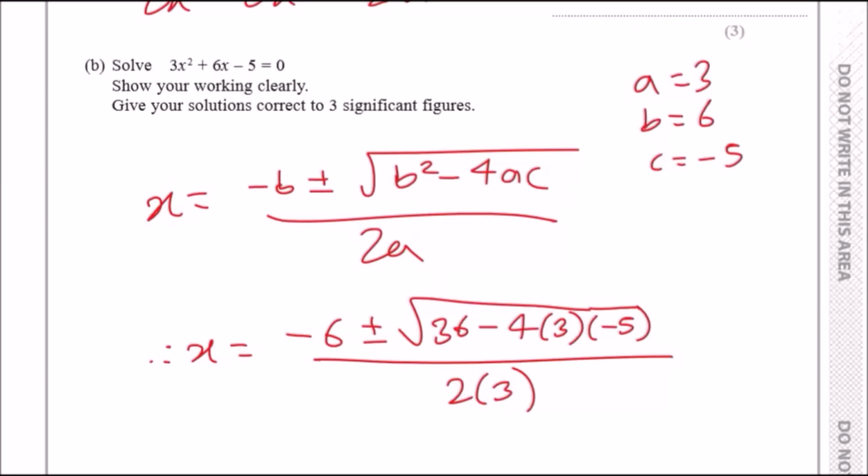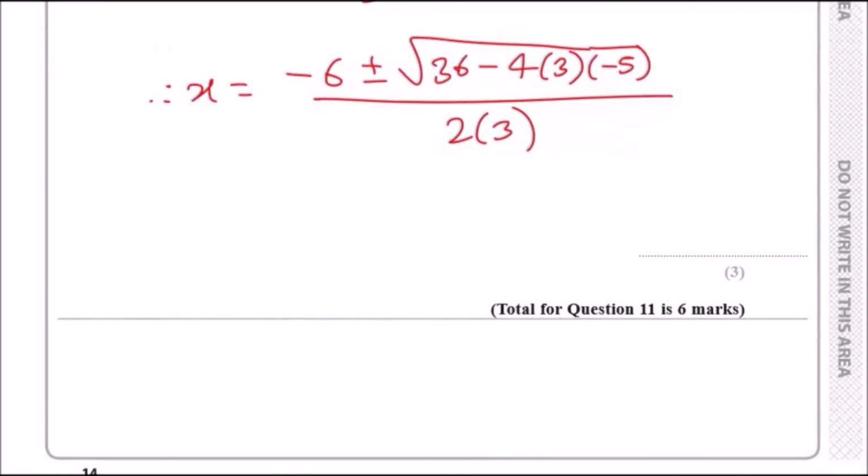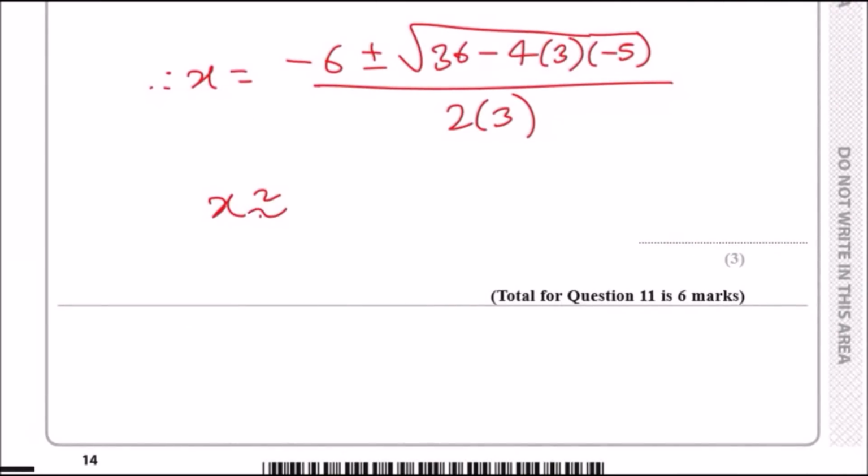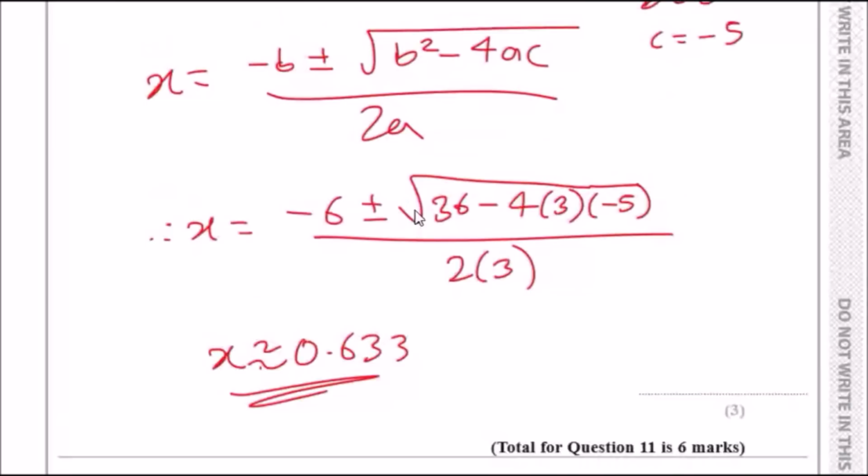So let me have a look. Actually, no, you're going to get 3 significant figures. So putting this carefully and then using the plus solution, you should get something like, let's see, x is about 0.633. So again, 3 significant figures.